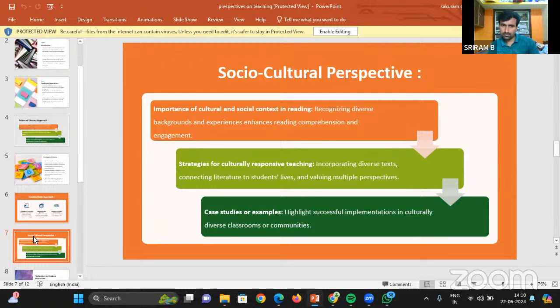Socio-cultural perspective. Importance of cultural and social context in reading. Recognizing diverse backgrounds and experiences enhances reading comprehension and engagement. Strategies for culturally responsive teaching. Including diverse texts, connecting literature to students' lives, and valuing multiple perspectives. Case studies or examples highlight successful implementations in culturally diverse classrooms or communities.